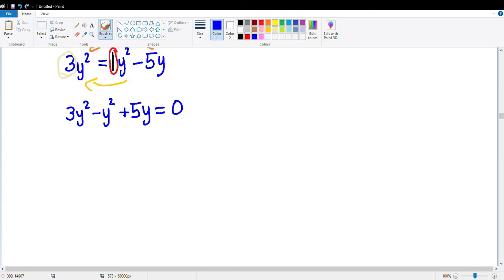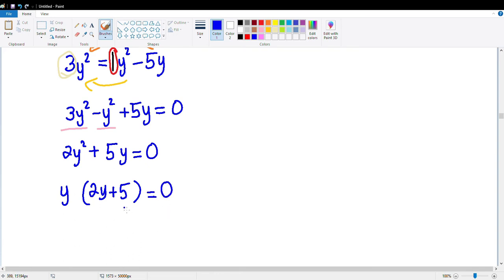Now we get the subtracting. We have 3 and we have minus 1, so it's simple, it's just 2. So we have 2y squared plus 5y equals 0. Now what do we do? You can see that there's something common in both of these terms, there's y. So we're going to take y common, and when we do that, we'll get 2y plus 5 left.